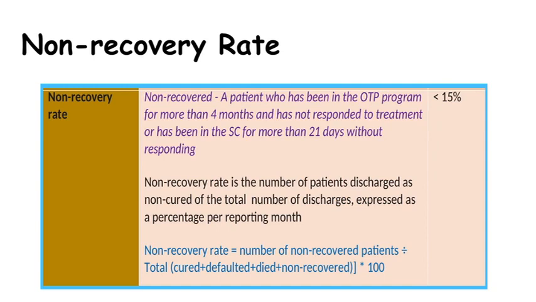We'll go on to the non-recovery rate, which is the fourth one. A non-recovered patient has been in the OTP program for more than 4 months and has not responded to treatment, or has been in the stabilization care program for more than 21 days without responding. So the non-recovery rate is the number of non-recovered patients divided by the total discharges multiplied by 100 to get our percentage. And we also aim to have a non-recovery rate of less than 15%.